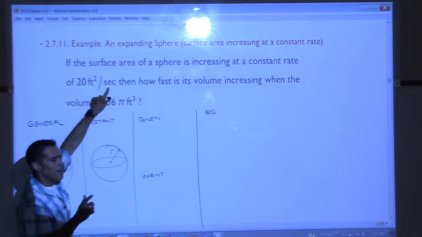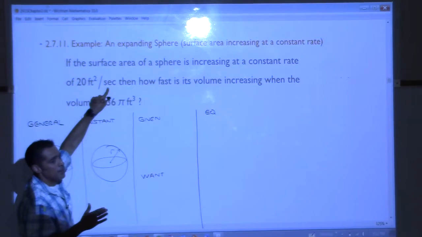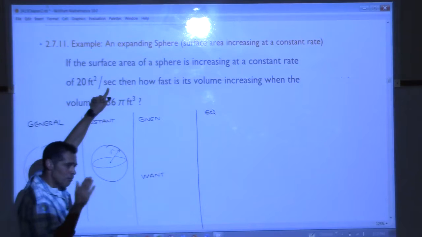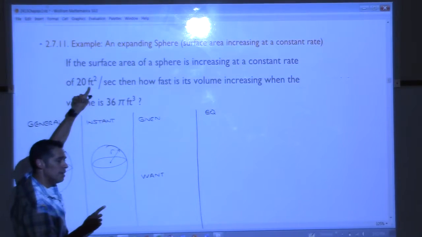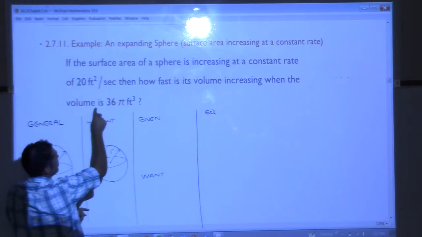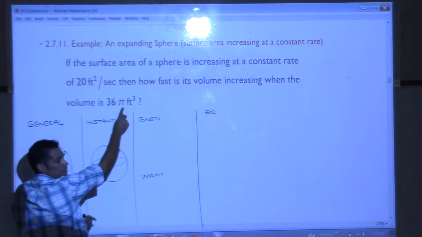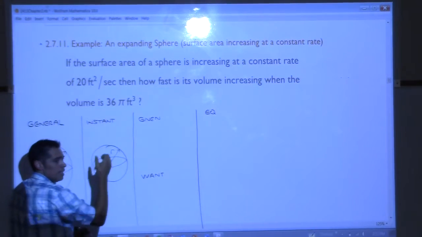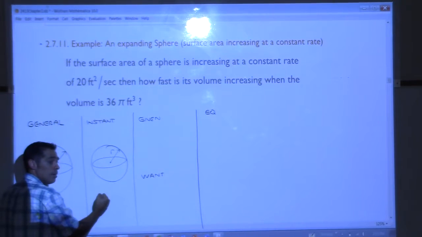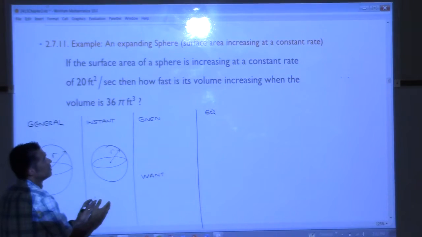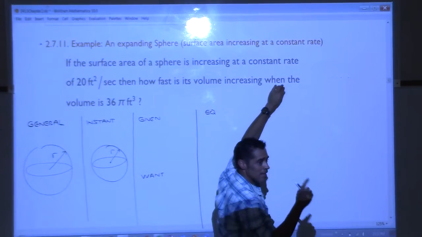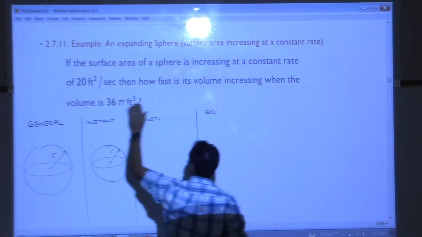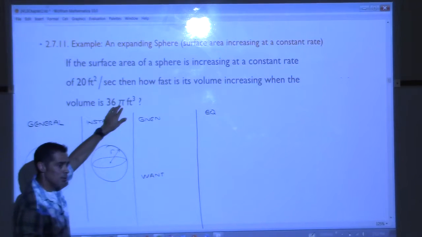When you think about that, think about you driving down the road at 40 miles per hour. That's a speed, right? That's a rate, and that's a derivative. So this is part of a derivative. This number right here, the volume is 36 pi cubic feet, is talking about the volume of this thing at an instant. So how fast is the volume increasing when? So this is like, take the picture, at exactly the moment, the volume is 36 pi cubic feet.